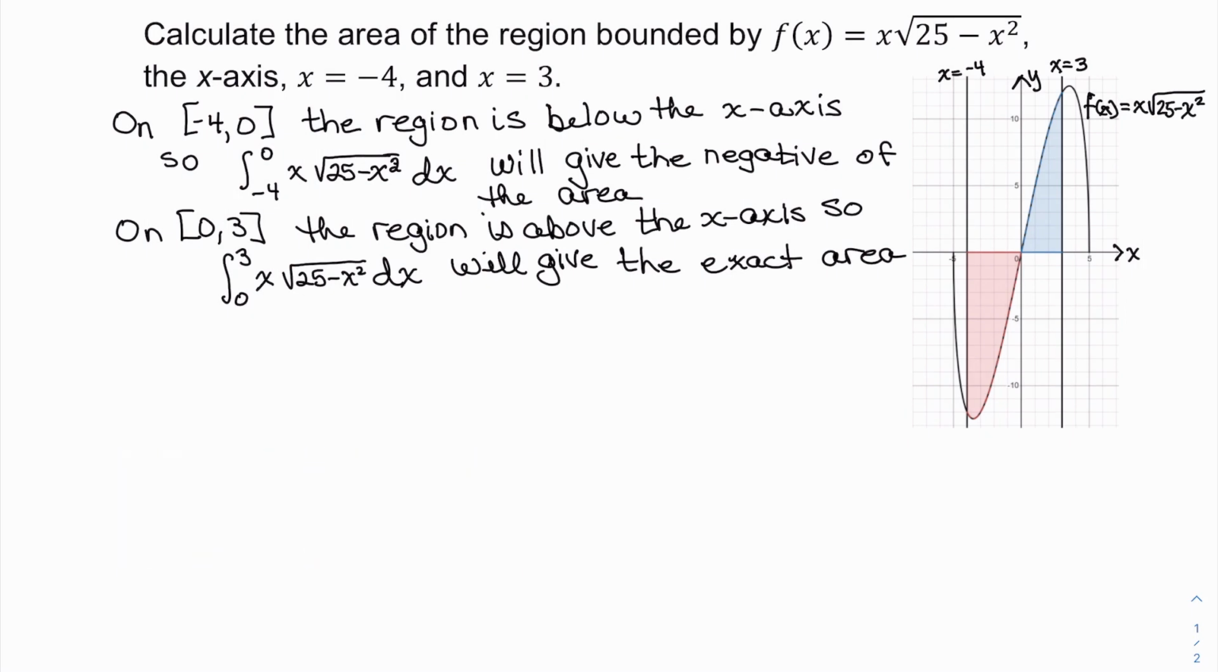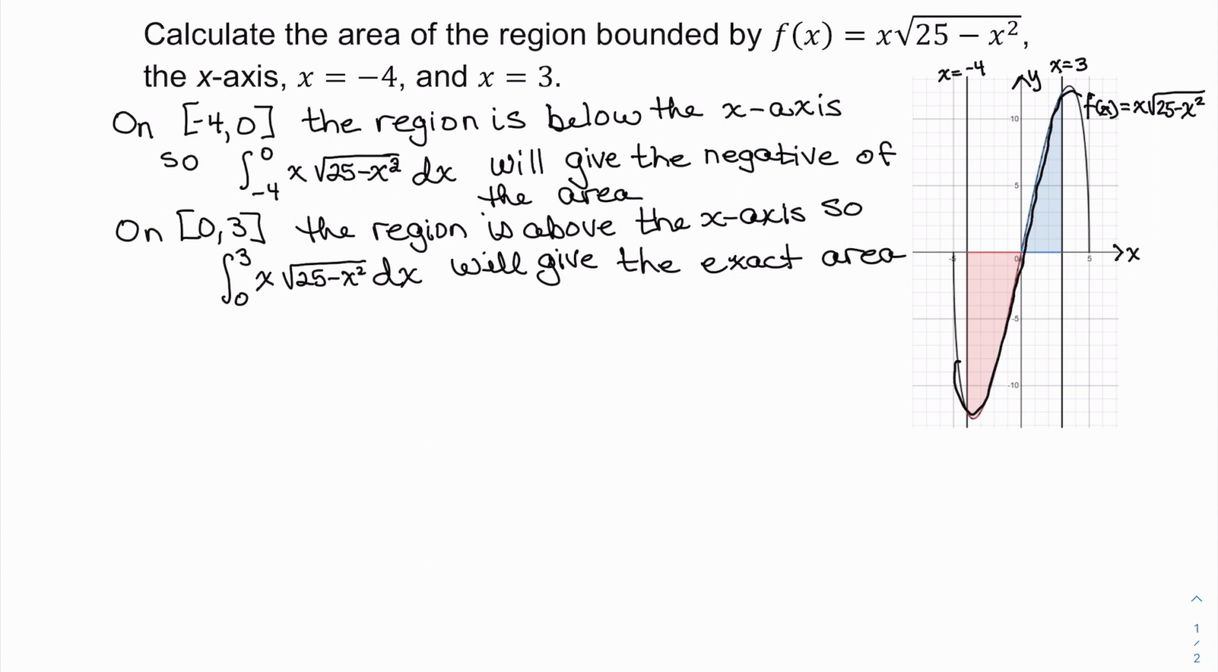Here I'm going to show you how to calculate the area of a region bounded by a function that is negative for some of the values over the interval and positive for others, and also that requires u substitution when integrating it. So here I've drawn the graph of f of x equals x times the square root of 25 minus x squared. So I'll outline it here.